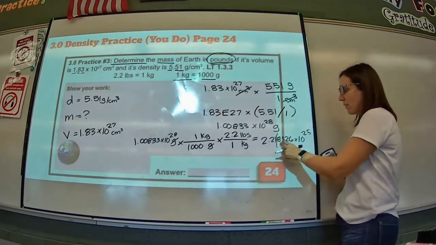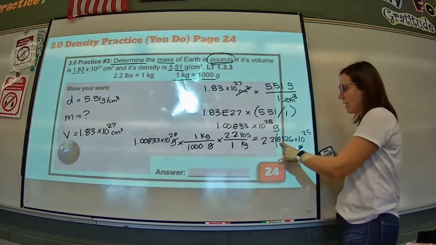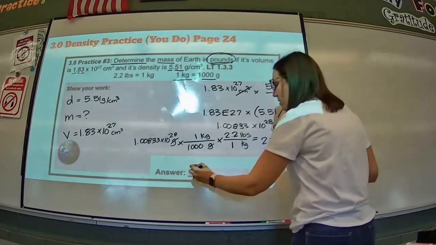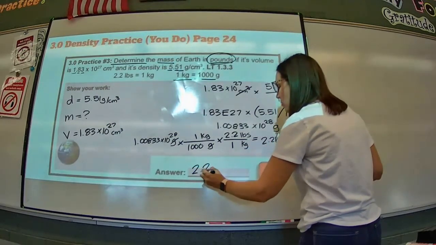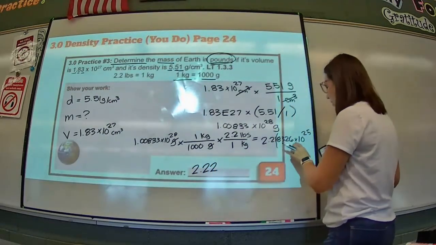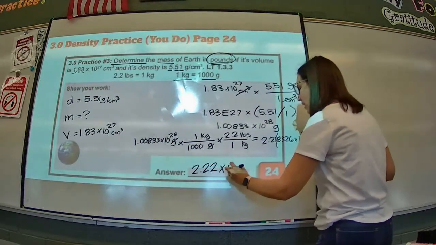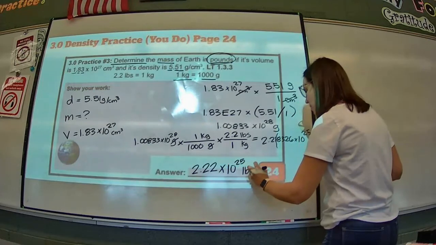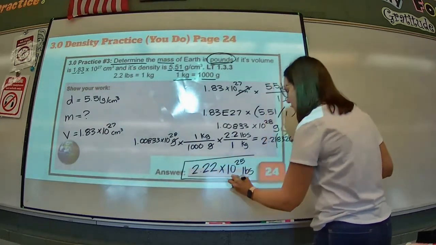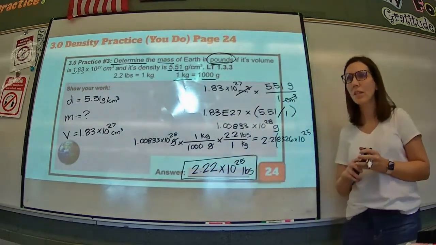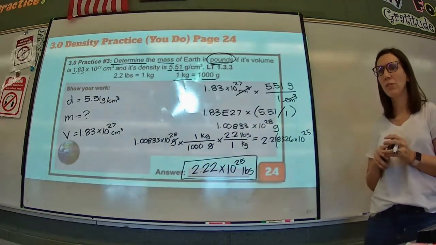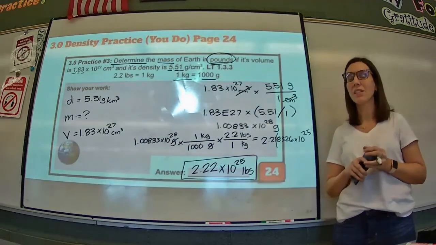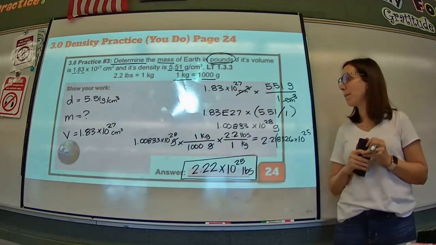I'm going to put my number off right here. Because there's an 8 right here, I'm going to round my 1 up to a 2. So my answer is going to become 2.22 times 10 to the 25th pounds, LBS. So there's my final answer. Nice and rounded. So 2.22 times 10 to the 25th pounds. That's how much the planet Earth weighs. That's a lot. Okay? Thanks, guys.